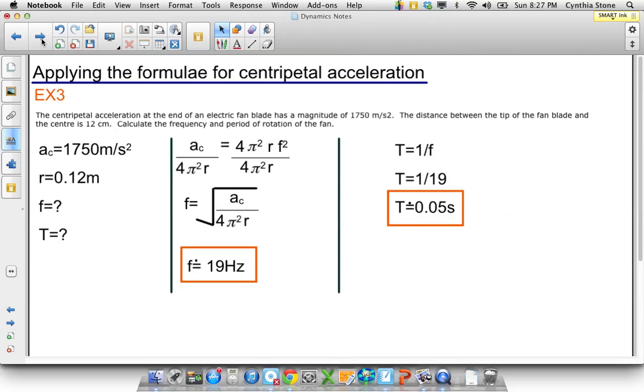Might even have one more easy one. Yeah, last one. So this is an electric fan blade. Yep. And I know there's my acceleration, and I know the radius, the distance between the tip of the fan blade and the center, so that's my R. Calculate frequency and period. So here it's just rearranging the formulas, okay? And then once you have frequency, you just rearrange it for period. So this is just the AC formula rearranged. I might have one more example.